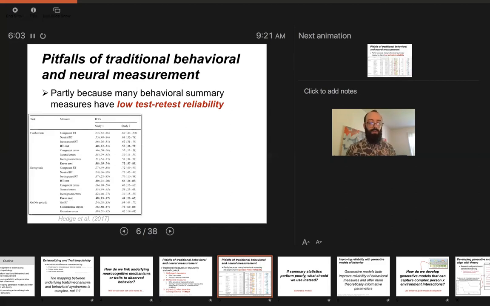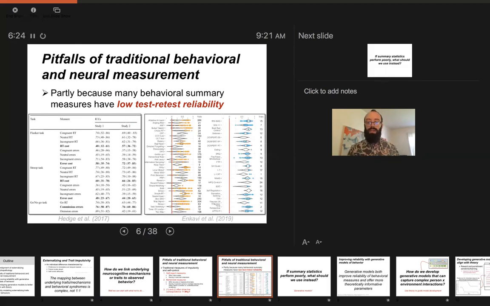And this paper published by Hedge, Powell, and Sumner in 2017, they essentially showed that for a bunch of very popular behavioral tasks used throughout psychology and neuroscience, the behavioral measures have low test-retest correlations. And so this is a problem when we want to make inference on individuals with these measures. And this has since been replicated and extended.